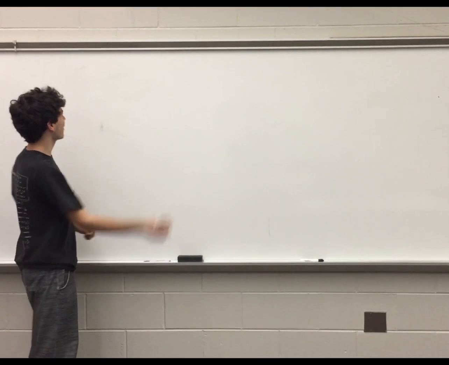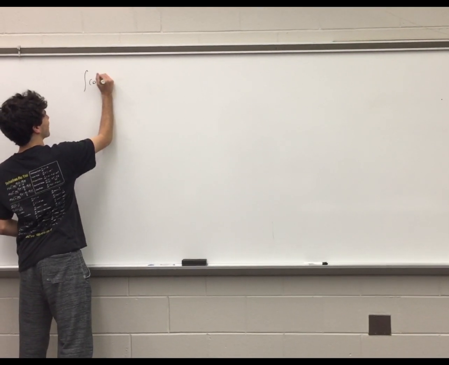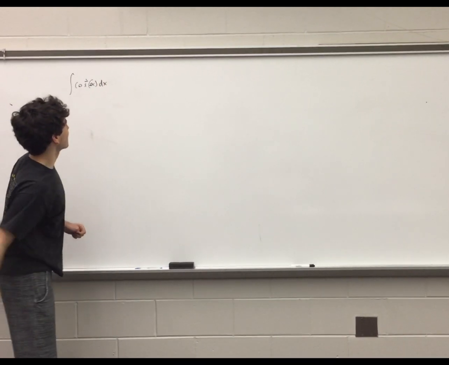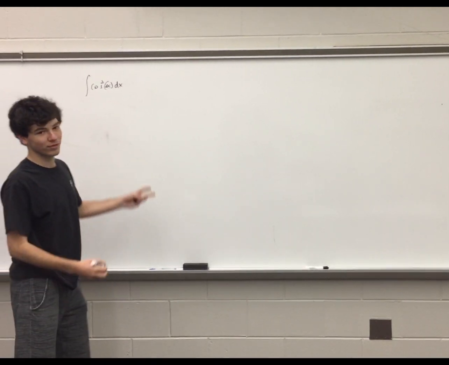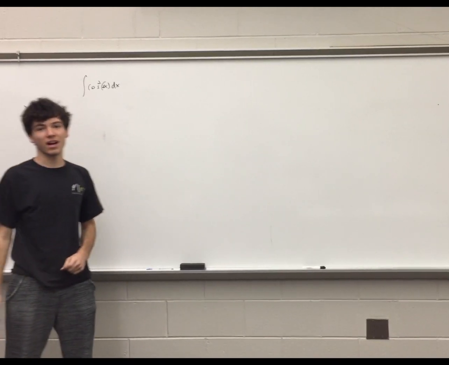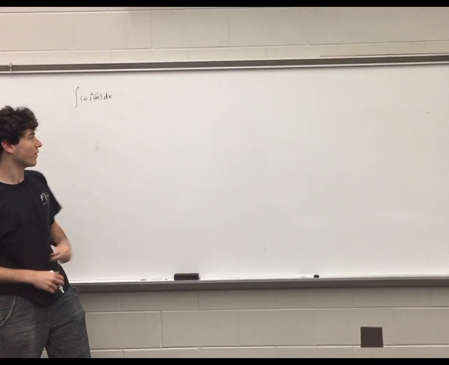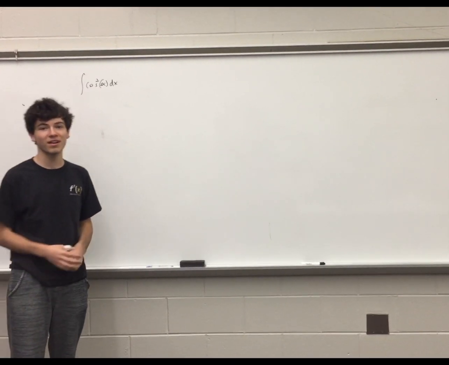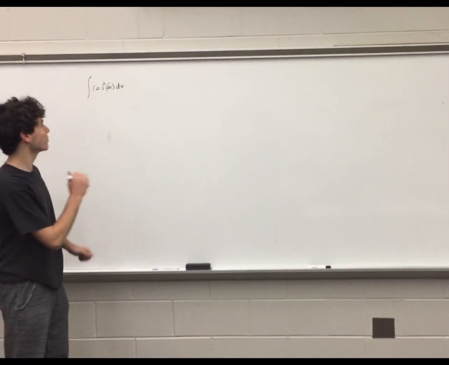Hello everyone, today we're going to be integrating cosine squared of 2x dx. I know this integral may seem trivial to some of you if you know how to do the trig sub, but I have a method that is very different, as I've seen Blackpenredpen doing the complex definition of sine and cosine. So we can use those to do this, and it's really nice.